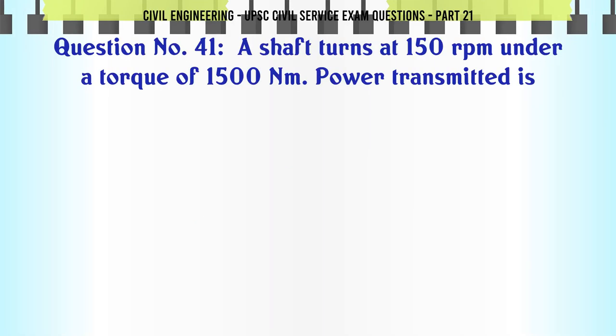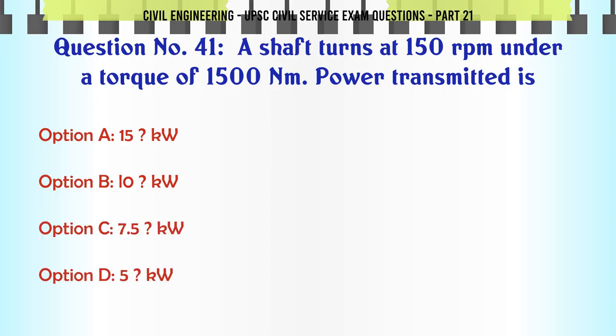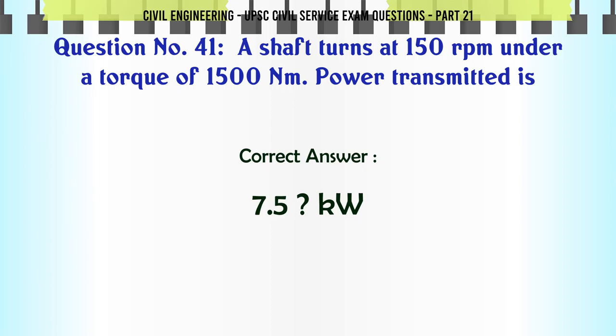A shaft turns at 150 rpm under a torque of 1500 Nm. Power transmitted is A. 15 kW. B. 0 kW. C. 7.5 kW. D. 5 kW. The correct answer is 7.5 kW.